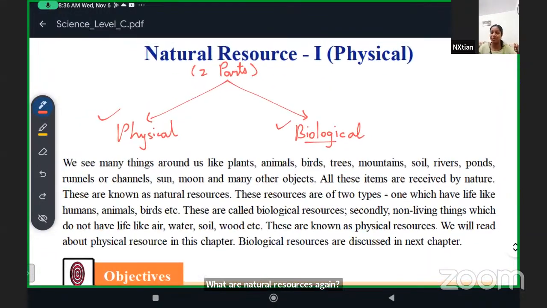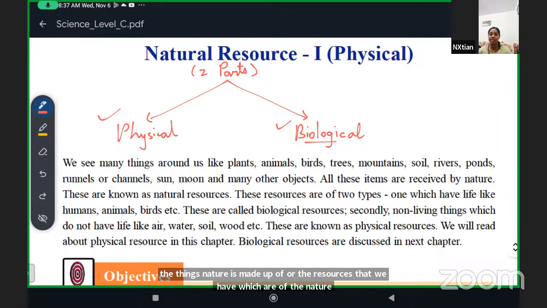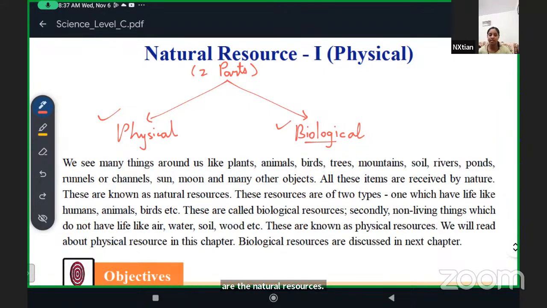Resources that we have in nature. Like the resources of nature, or the things nature is made up of, or the resources that we have which are of nature, are the natural resources. Naturally made. You can say they are all the natural resources.